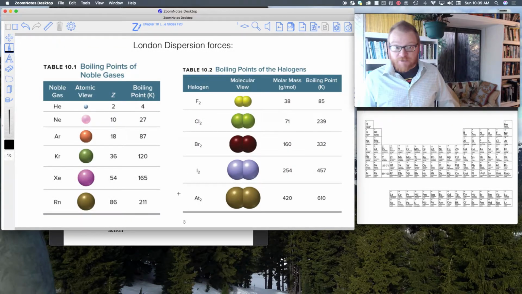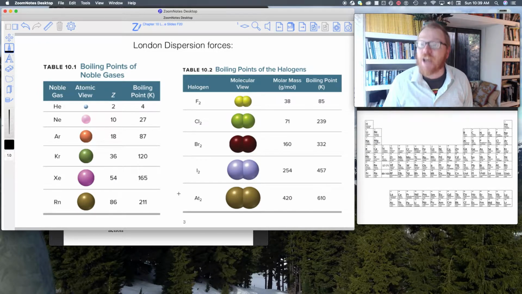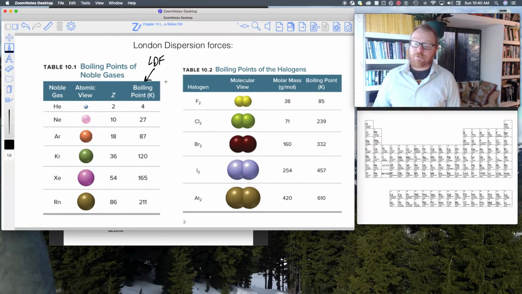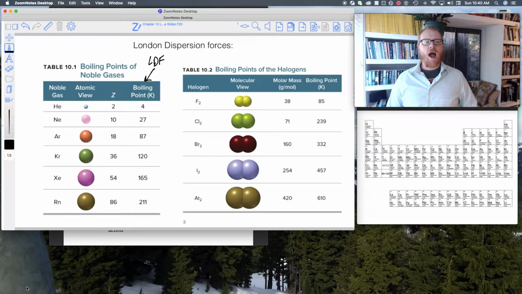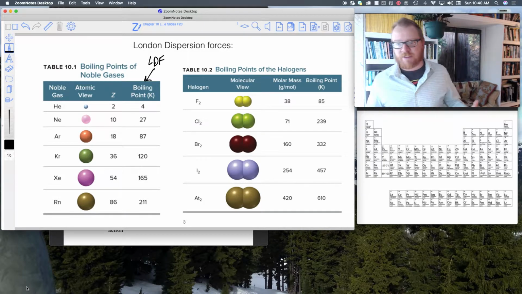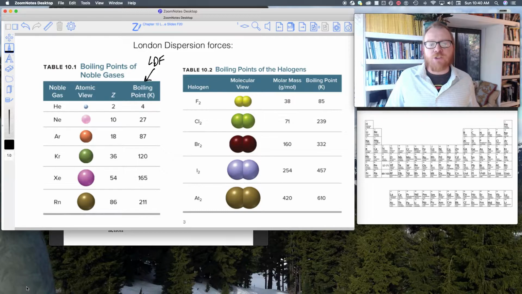And the effect of this London dispersion force scales with the size and number of electrons of an atom or molecule, all right? So for example, we'll use boiling point as a metric for LDF. And so what that means is the higher the boiling point of something, the stronger its intermolecular forces, whether it be London dispersion or another type of force we haven't discussed yet. Basically, the temperature at which something boils is a very good indicator of how strong its intermolecular forces are.